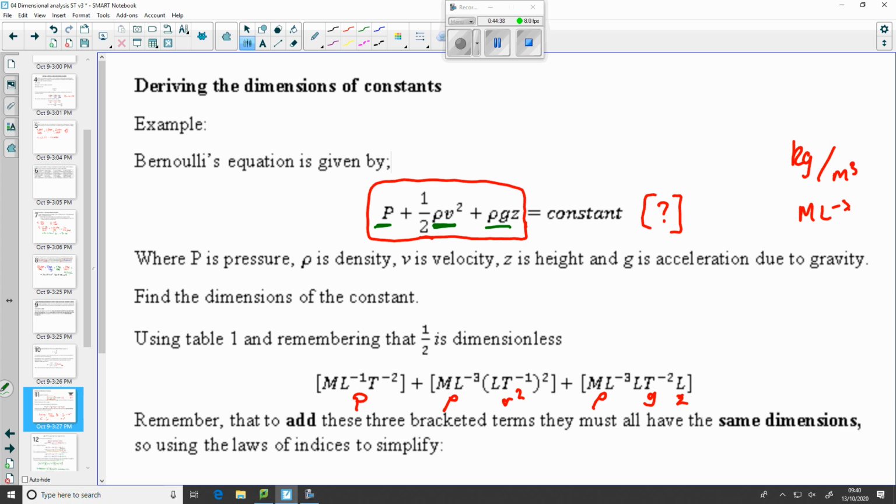Mark will teach you that much better than I ever will. But it's a condition where pressure will remain constant. So what it's saying there is, if one of these quantities changes, something else changes to keep the overall pressure constant.